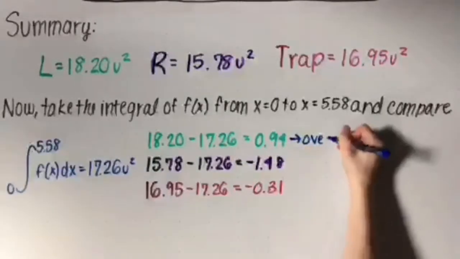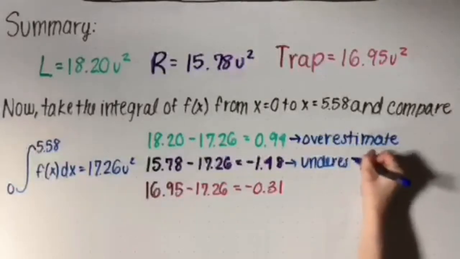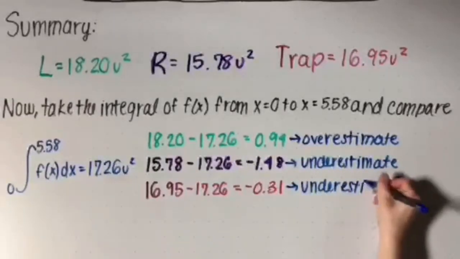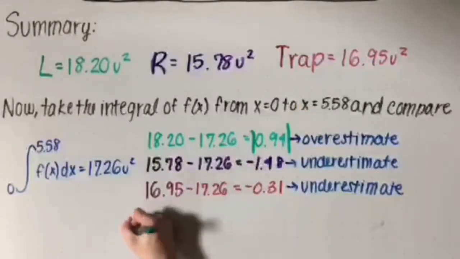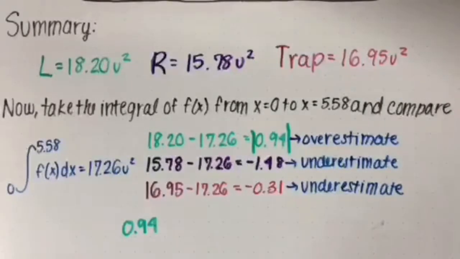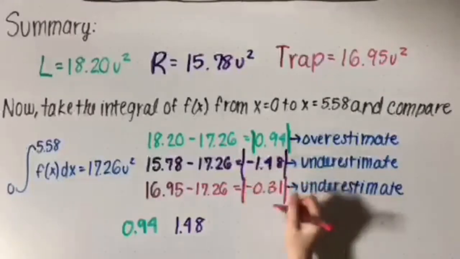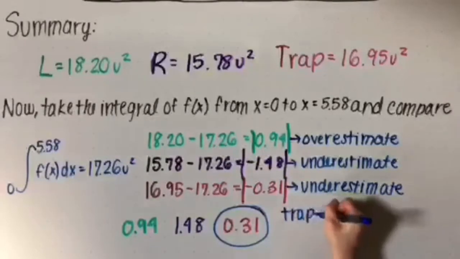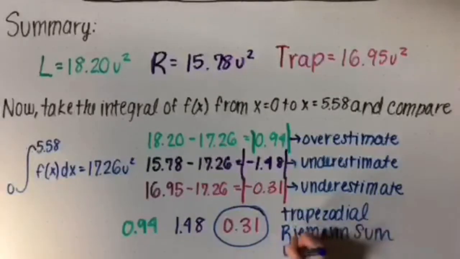The left Riemann sum is an overestimate, the right Riemann sum is an underestimate because it is negative, and that means that the trapezoidal sum is also an underestimate of the graph. Disregarding the negatives and solely looking for the smallest difference, we can clearly see that the trapezoidal Riemann sum was by far the closest. Just like we had said before, that sum has the highest accuracy.